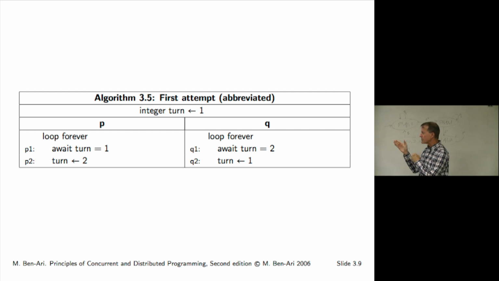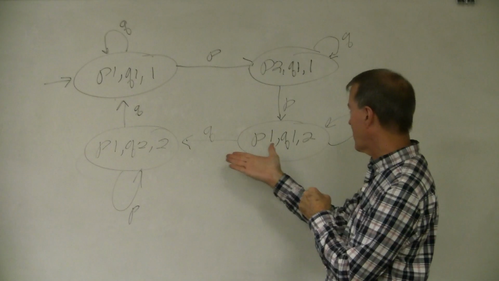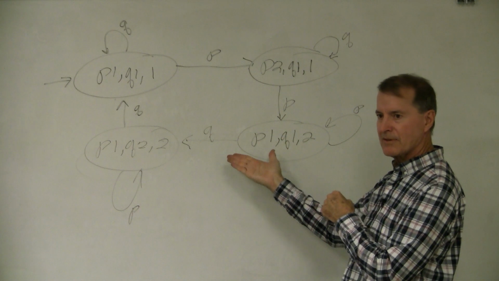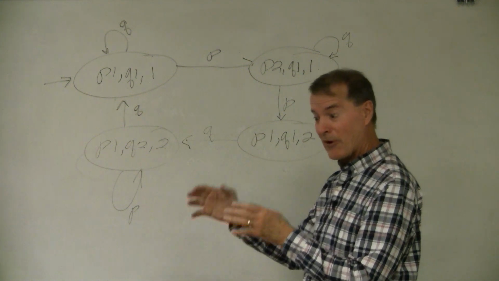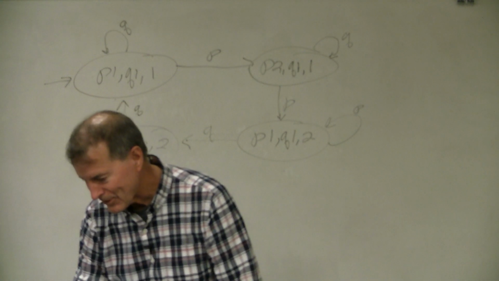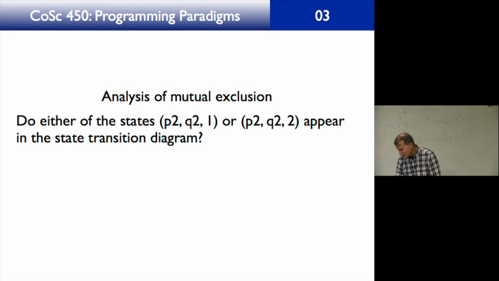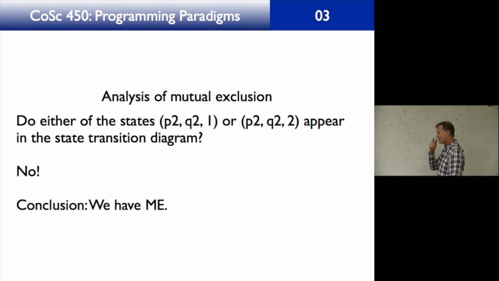So we look for the absence of P2, Q2. Well, what about P? Do we have a P2, Q2 here? No. Therefore, we're good. Analysis of mutual exclusion, P2, Q2, 1, or P2, Q2, 2. And the answer is no. So conclusion, we have mutual exclusion. Now, do you see how that works? Now, how about deadlock free?